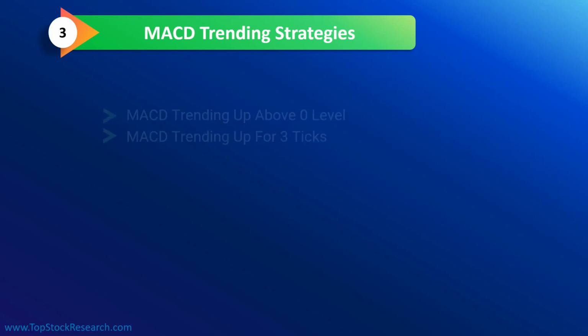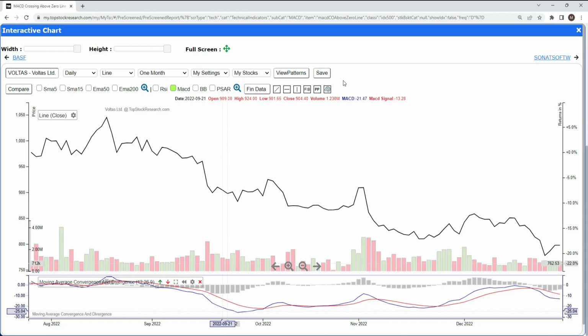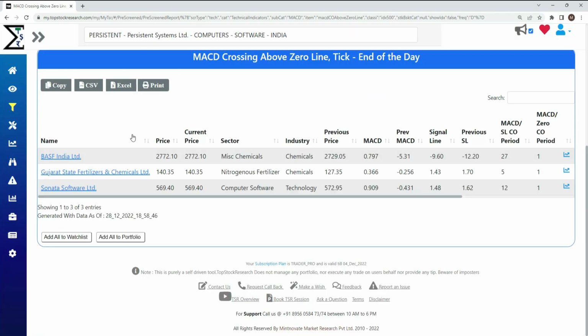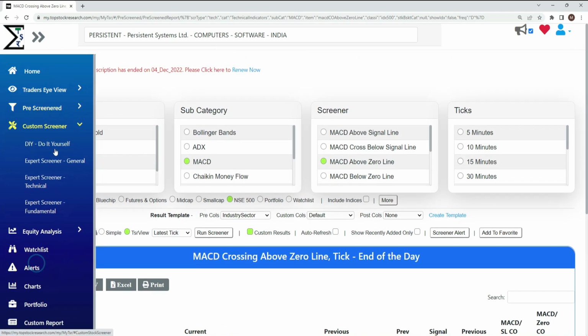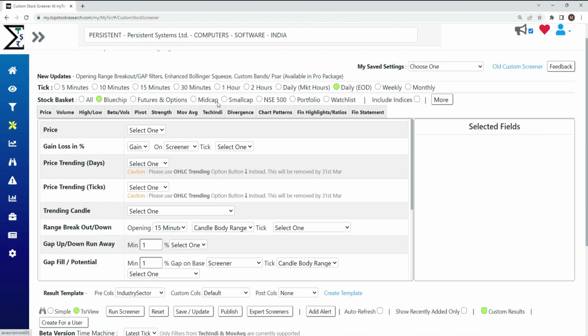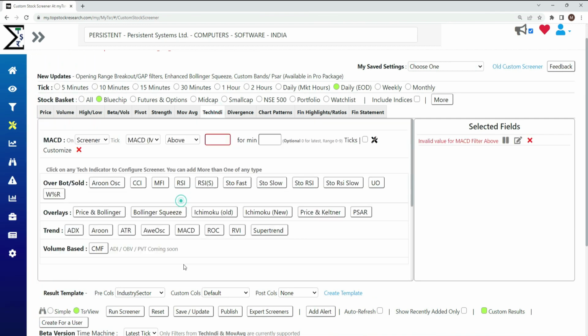So, MACD trending strategies. MACD is trending above the zero level and MACD is trending up for 3 ticks. Let's use our DIY screener to find the stocks which match these two criteria. So MACD crossing above zero line. This is the first criteria that we'll see out here.